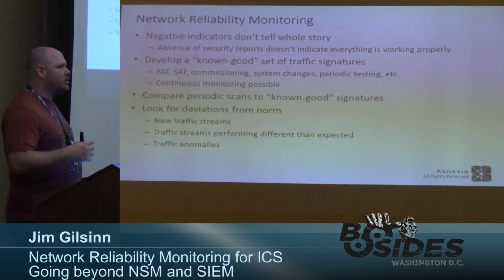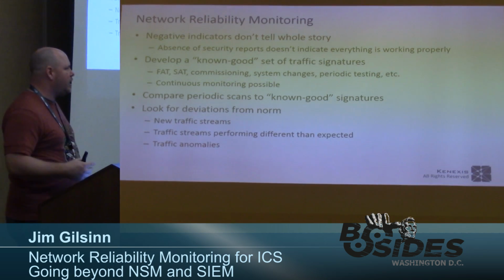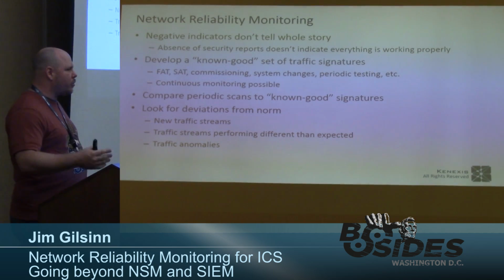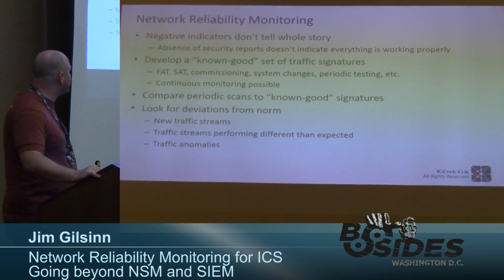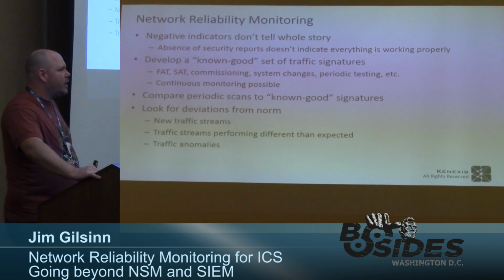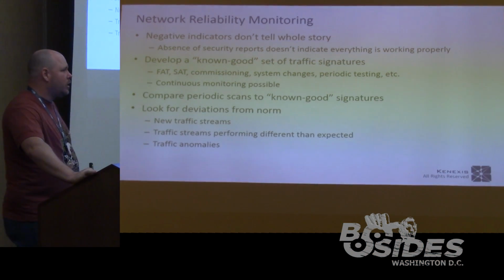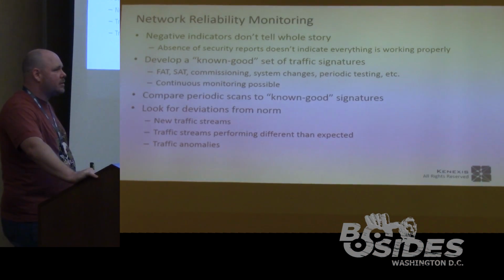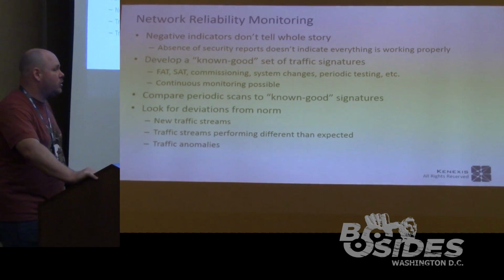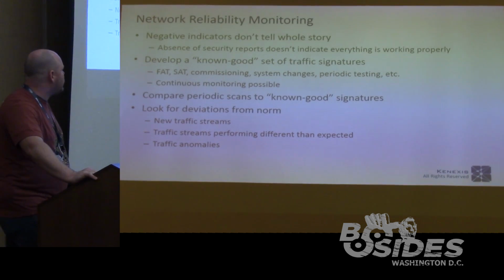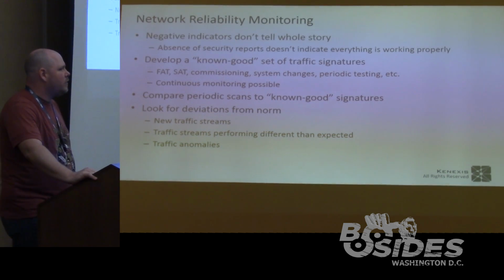And then almost always there's some form of periodic testing. A lot of times it's yearly. Sometimes it may be 3 years or 5 years, but again, there is some form of periodic testing that goes on with these systems. And so what you can start to do is compare what the traffic looks like now to what it looked like during those known good sets. And if you see things that are out of the norm, if you see new traffic streams that shouldn't be there, if you see traffic streams behaving differently than they should, if you see anomalies in the traffic that you didn't see before, that's something to alert.